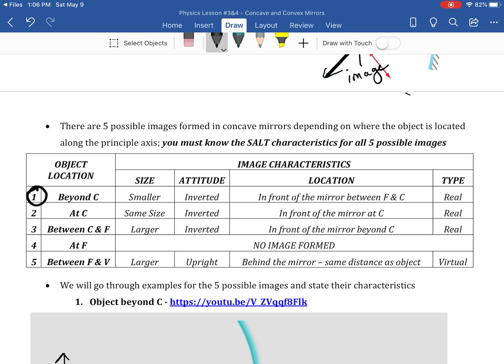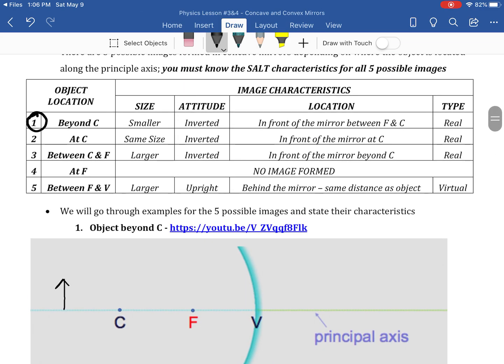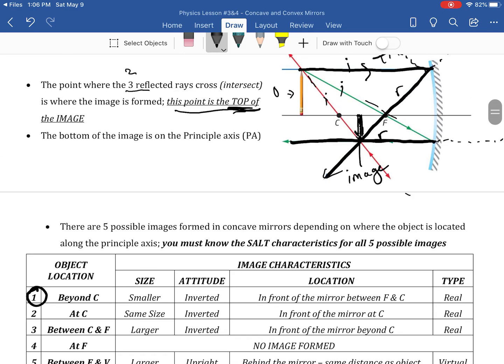Okay, so the first case was an object that was beyond C, further than C from the reflecting surface. Let's look at the size. It's smaller than the object. It's inverted, upside down, which is its attitude. The location is in front of the mirror between C and F, or you could say it's closer to the mirror. And it's real.